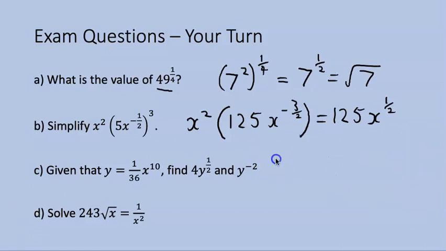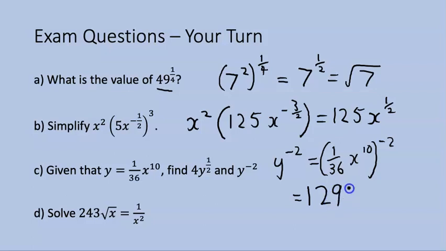Now I'm going to deal with y to the minus 2. That means that I'm just going to take 1 over 36 x to the power of 10 to the minus 2. And I did what I did earlier. 1 over 36 to the minus 2. The minus means I just flip it. So I just flip the 36. 1,296. x to the 10 to the minus 2 gives me x to the minus 20.